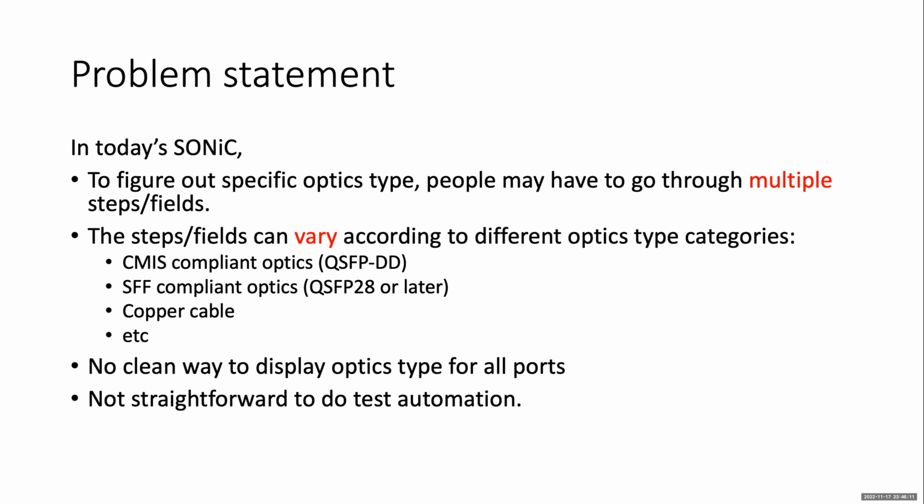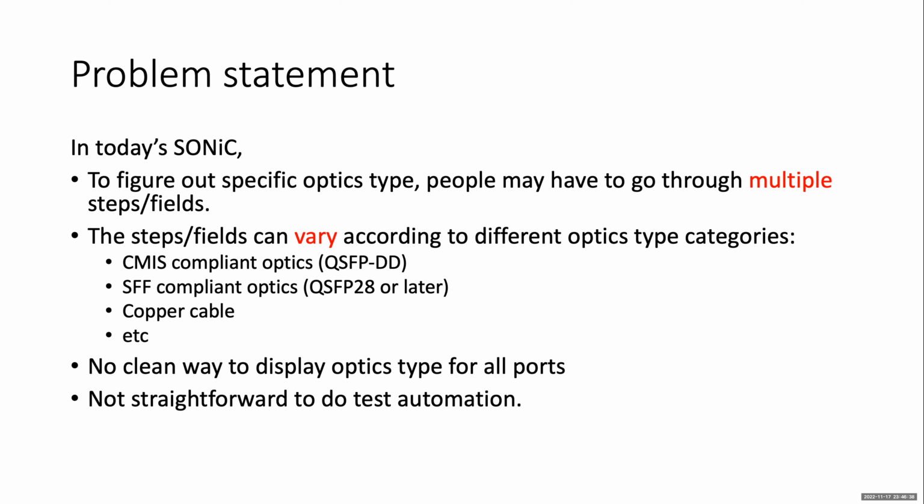Another problem is that for now there's no clean way to display the optics type for all the ports. With the existing CLI, you might have to go to multiple pages to gather the information. Last but not least, it's also not very straightforward to do test automation.